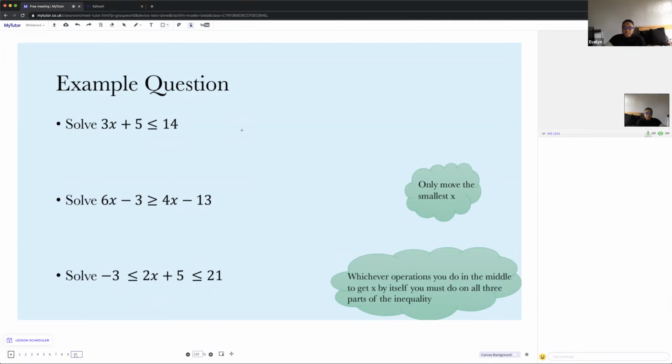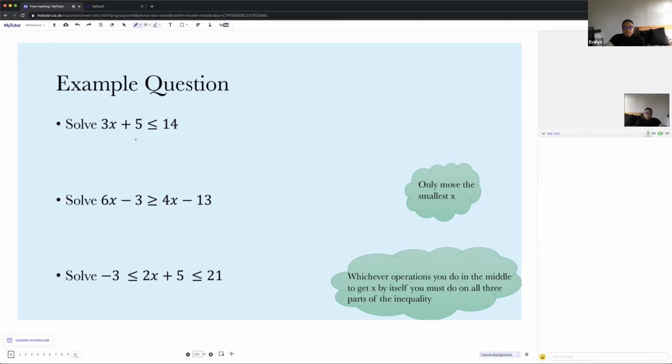It's because of negative numbers. If you do this with inequalities, you don't have to remember anything else. If you just find the smallest x and move it, then you don't have to worry about dividing by negative numbers and switching around the sign for inequalities. So if we have a look at the first one, it only has one x, so we're just going to leave it on that side. But I want to solve it.